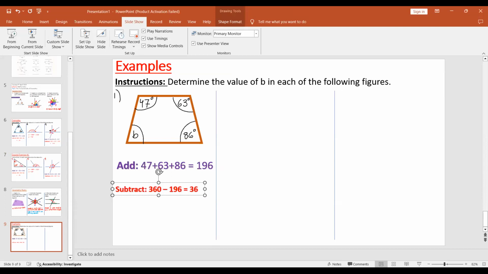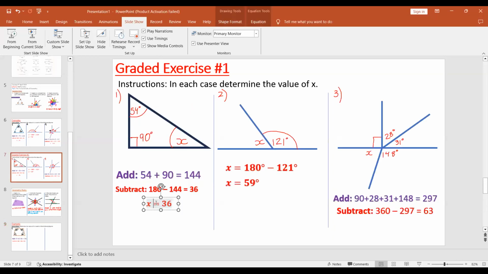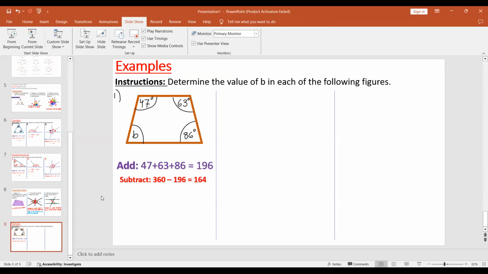And what we get when we subtract those two? 360 minus 196, which I get 164 degrees. And so what does that tell us about the value of B? That B equals 164 degrees. Very good. That B is equal to 164 degrees.